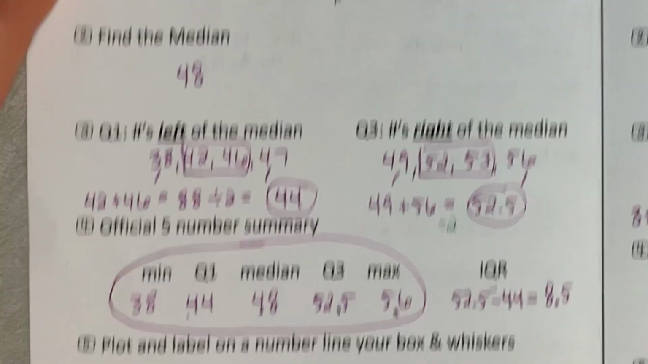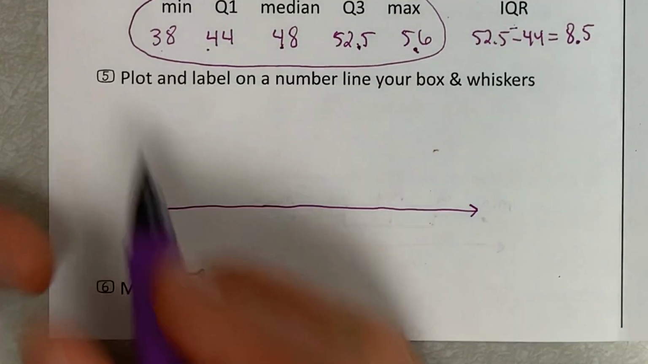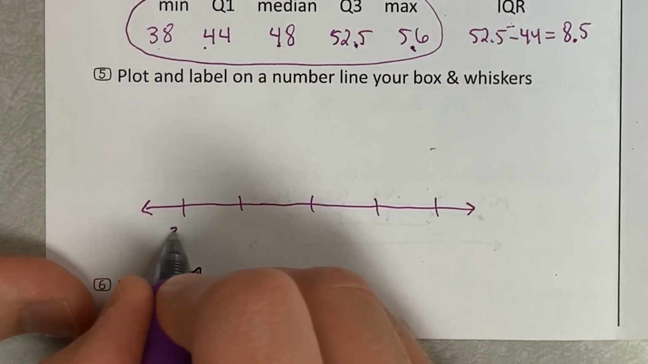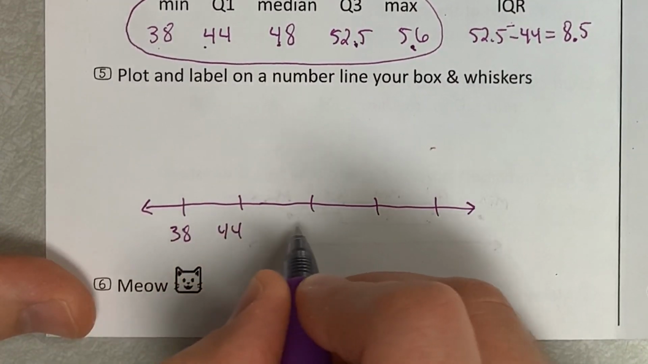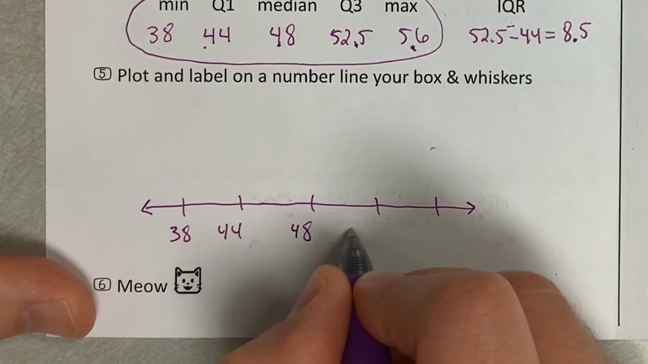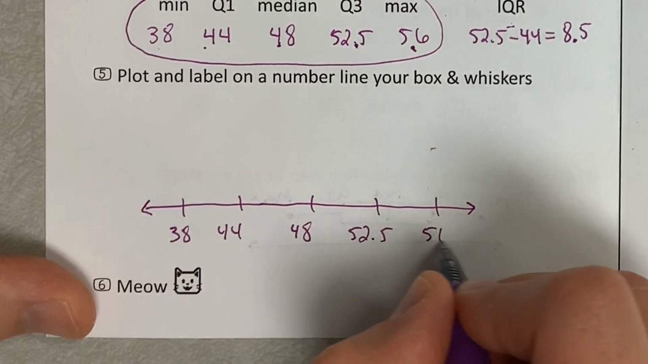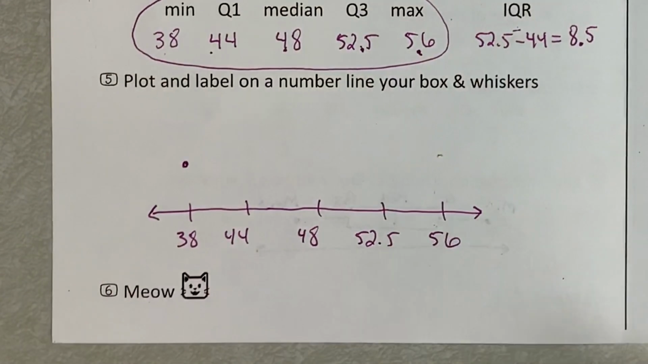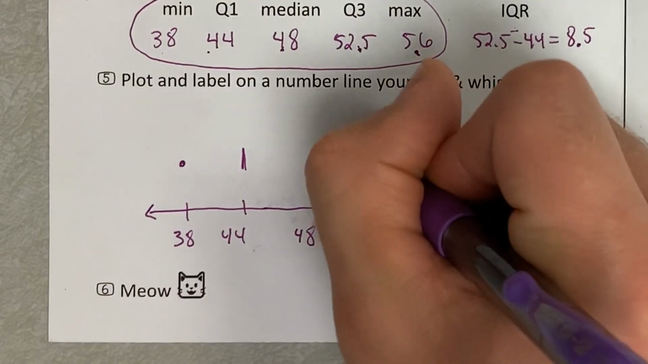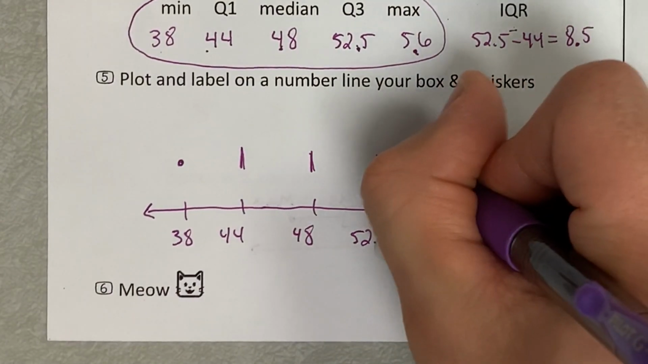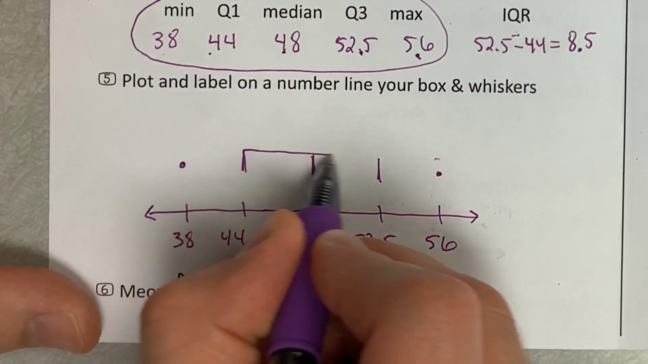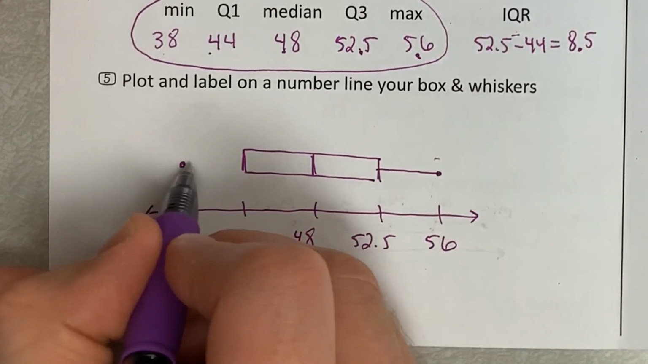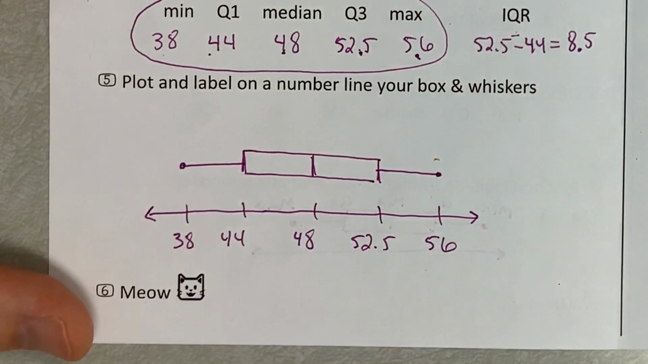Now, last but not least, let's graph this. I got my 5 numbers. I really don't care how you space it out. Let's just put my 5 number summary. If we had a real number line, it would probably look even cooler, but we're just going for comprehension here. Again, your minimum gets a dot. Q1, median, Q3 get lines, and the max gets a dot. Let's connect my lines to make the boxes, make my whiskers, and we're done. Last thing to do, meow.